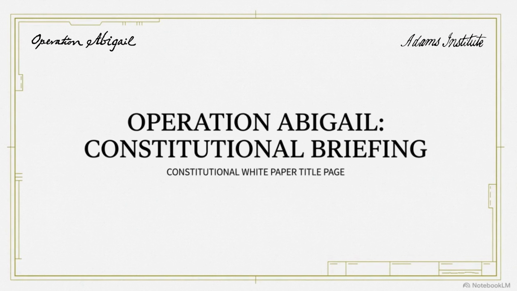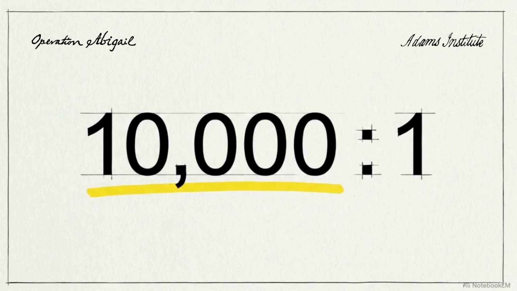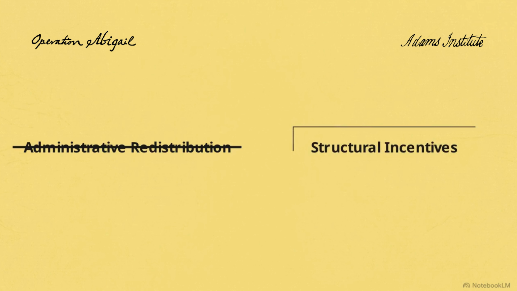Operation Abigail is a constitutional framework designed to stabilize the American political economy. It tethers apex household wealth to the national median at a proportional 10,000 to 1 ratio. The mechanism moves away from administrative redistribution, focusing instead on the structural incentives governing terminal capital accumulation.